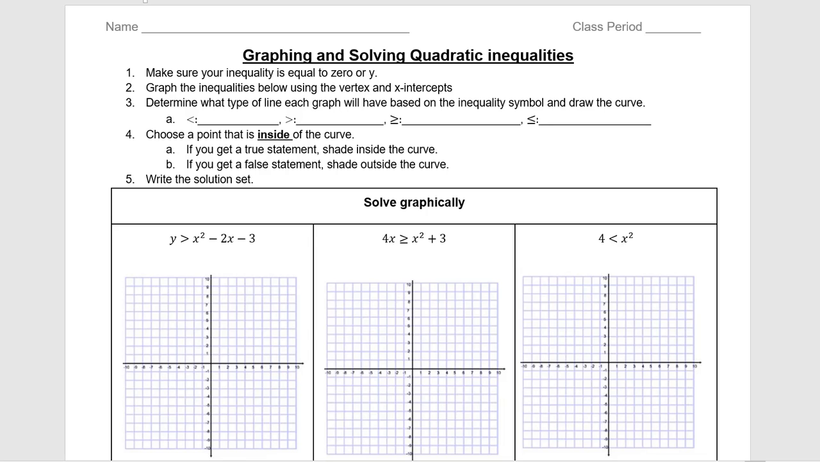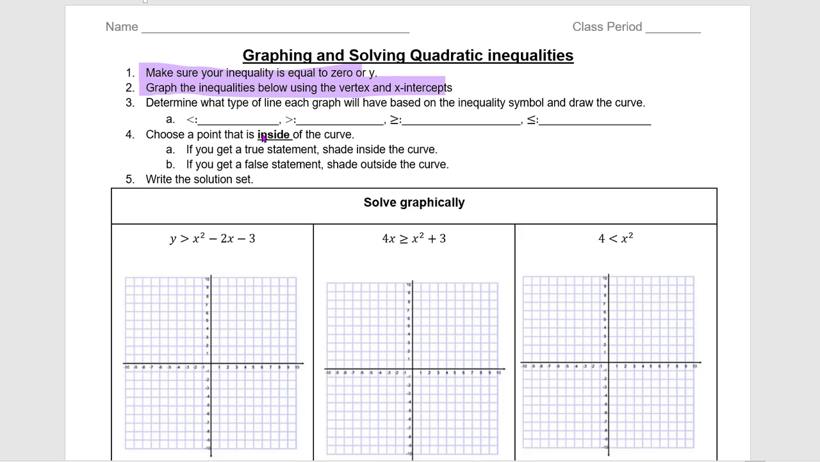For this part of today's lesson, use your calculator to complete the graphing portion at the top of this page. Make sure your inequality is set to equal 0 or y. Graph the inequalities below using the vertex and the intercepts. Determine what type of line each graph will have based on the inequality symbol. So you want to fill in these blanks with dashed or solid lines.